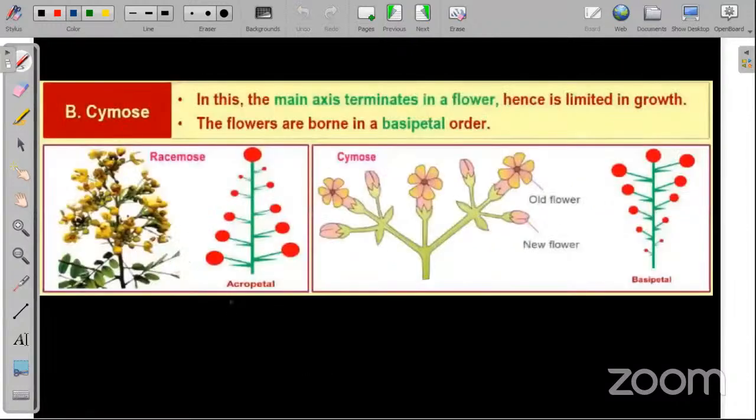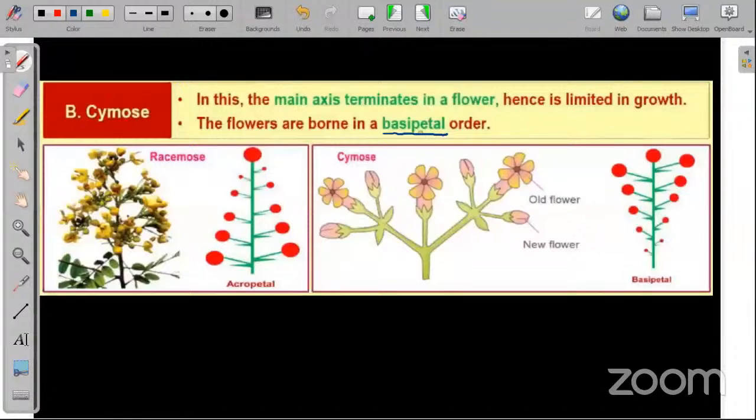next is the cymose. Then what is meant by cymose? Actually, cymose is opposite to the racemose. We already talked about the racemose, where we discuss the acropetal manner, but in the case of cymose we will discuss the basipetal.